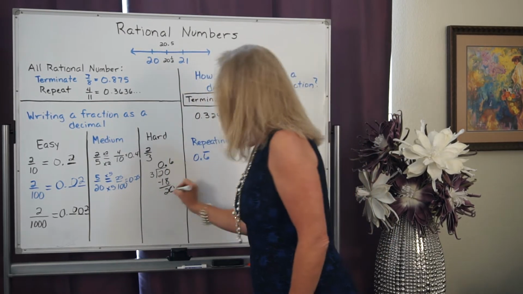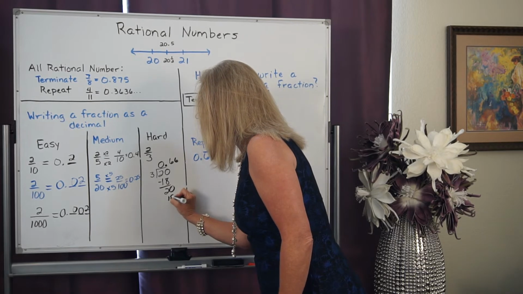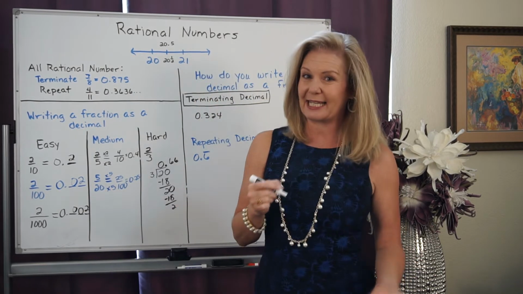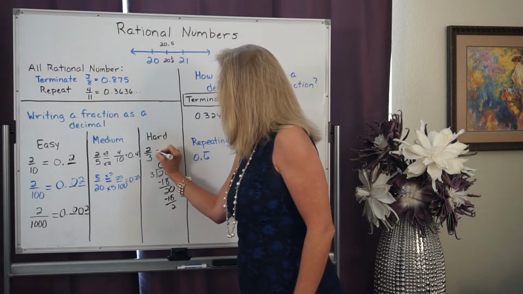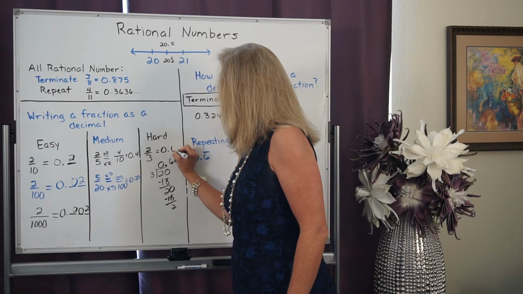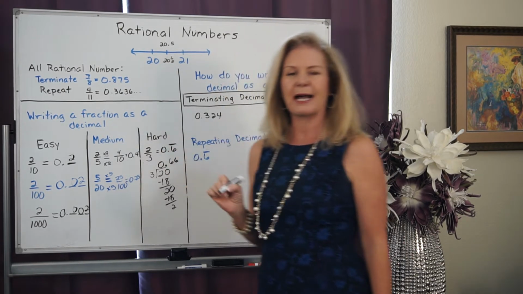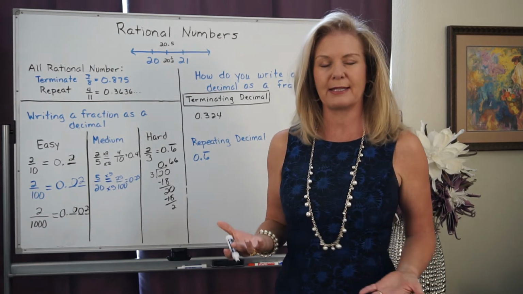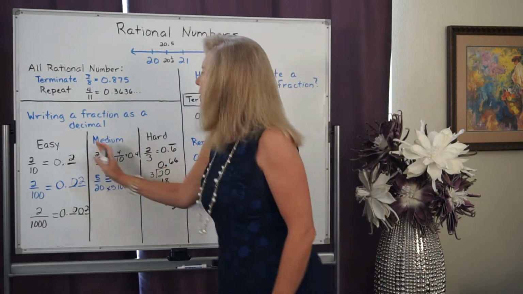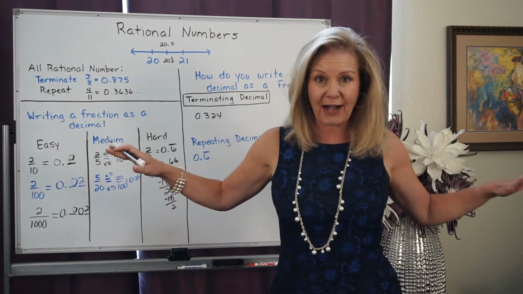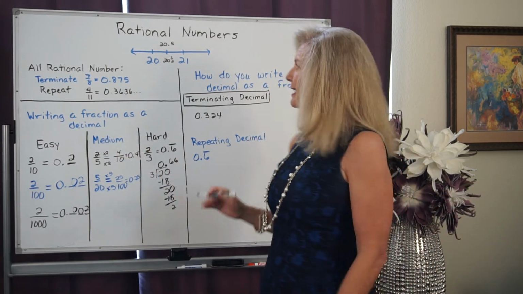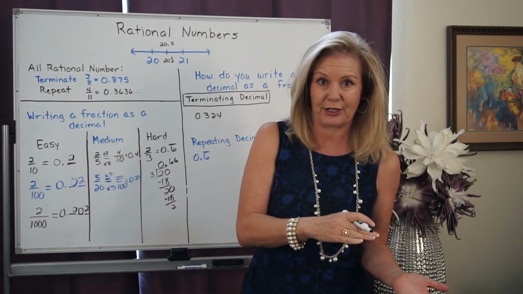annex a 0. And now I can see that a pattern is starting to develop, so I don't really need to continue it any further because I can just then rewrite this with my repeating bar over the top of that 6. So those are the 3 ways that we can take any fraction and make it a decimal. Now we have to be able to go to the other direction as well.